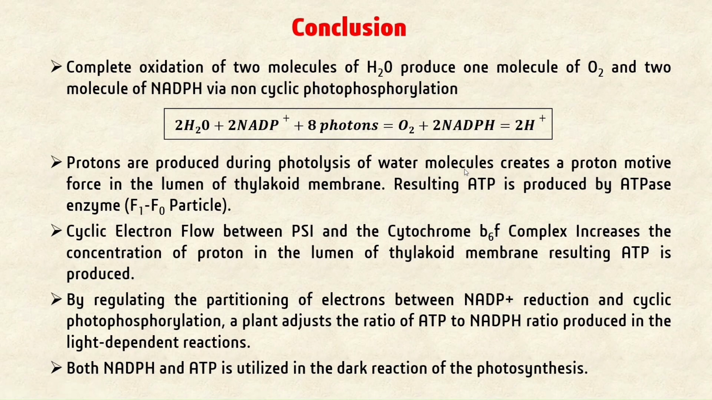Now we come to the conclusion part. Here we see that with complete oxidation of two molecules of H2O, one molecule of oxygen is produced and 2 NADPH are produced. During photophosphorylation, protons are produced, which create a proton motive force in the lumen of the thylakoid membrane, and ATP is produced by the ATP synthase enzyme, which is also called the F1F0 particle. By regulating the partitioning of electrons between NADP+ reduction and cyclic photophosphorylation, a plant adjusts the ratio of ATP to NADPH produced in the light-dependent reaction.